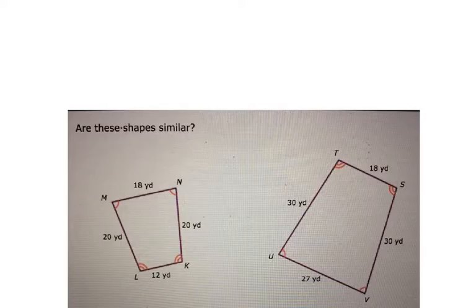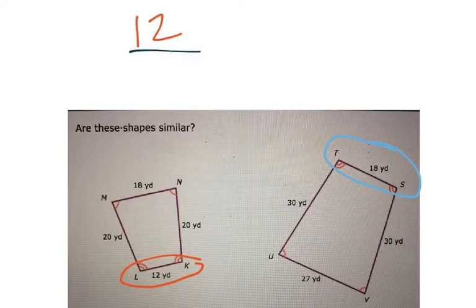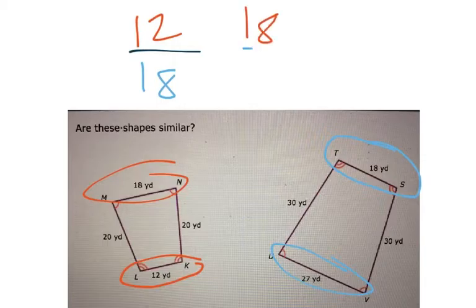So what we have to do is check the similarity ratios of each side. So let's start with the shortest side on the left-hand side. And we can see that that corresponds to the shortest side on the right hand side. So the ratio is going to be LK to TS, or 12 to 18. Alright, then we'll check the next ratio, which will be the longest side on the left hand side to the longest side on the right, which, as you can see, will be 18 to 27.